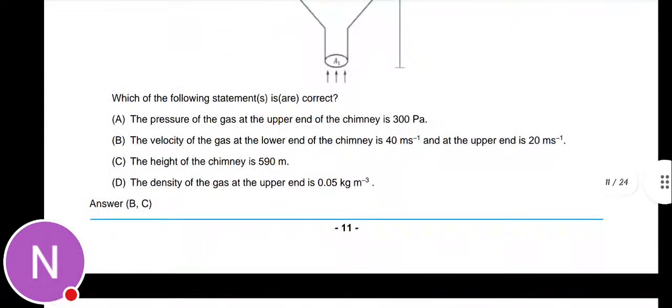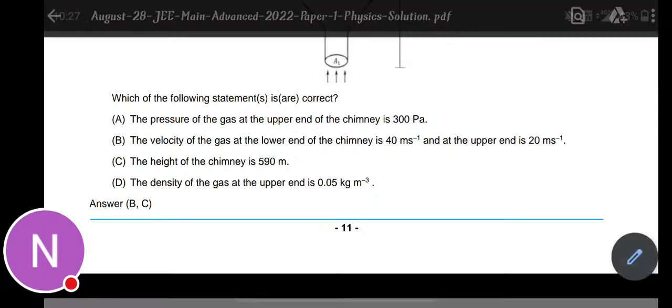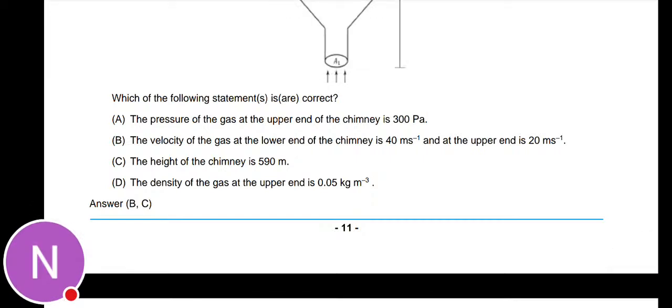Now the options they have given are: the pressure of the gas at the upper end of the chimney is 300 Pascal; the velocity of the gas at the lower end of the chimney is 40 meter per second and at the upper end is 20 meter per second; the height of the chimney is 590 meter; the density of the gas at the upper end is 0.05 kg per meter cube.